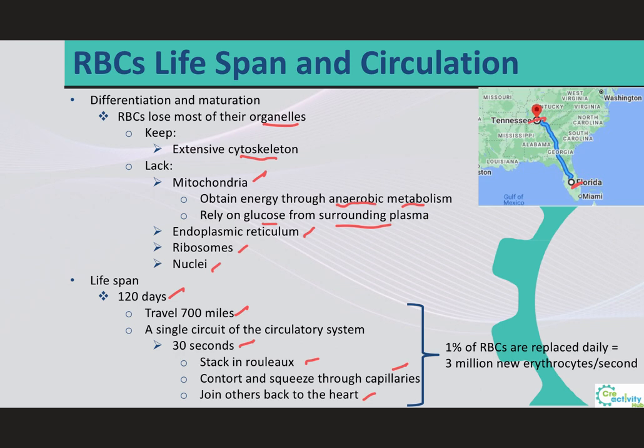This means that about 1% of the circulating erythrocytes are going to be replaced each day. And in the process, approximately 3 million new erythrocytes enter the circulation each second. Yes, each second. This is just crazy if you think about it.